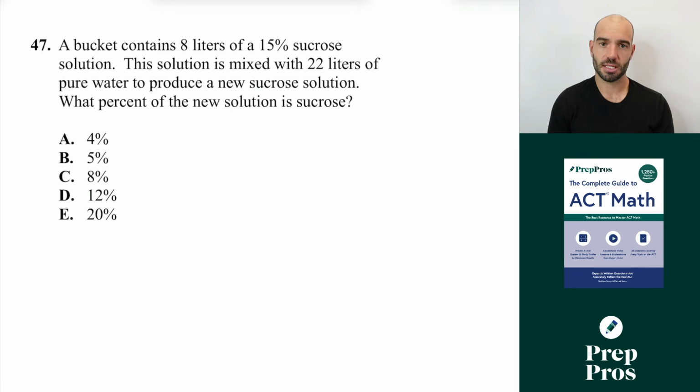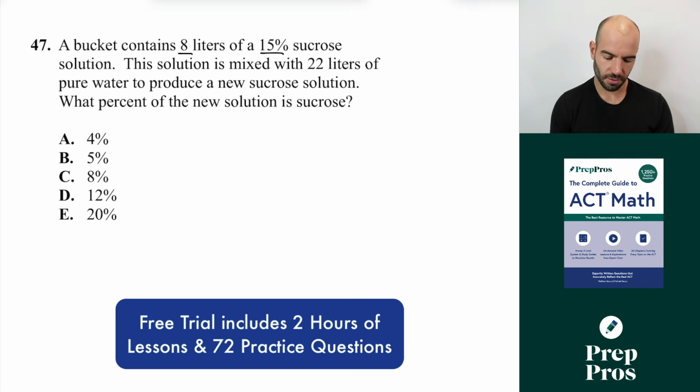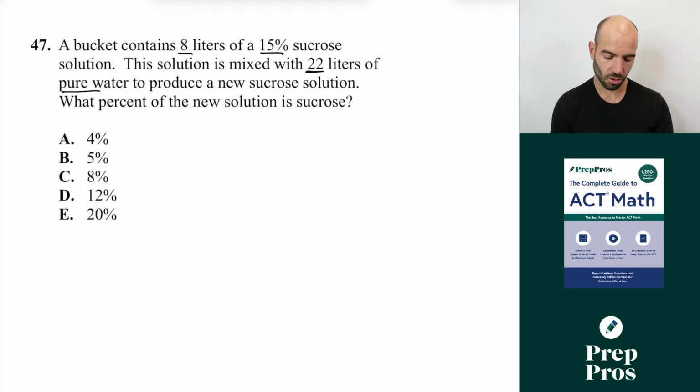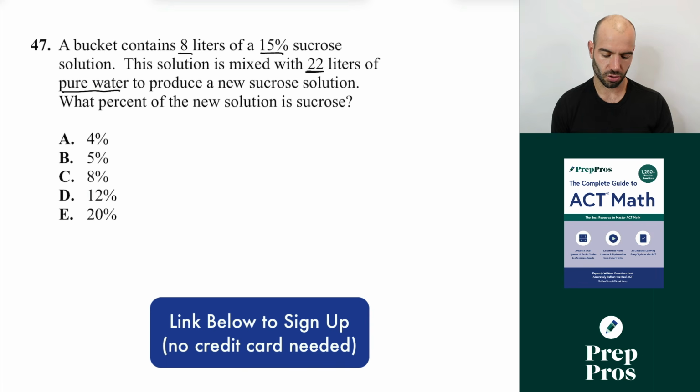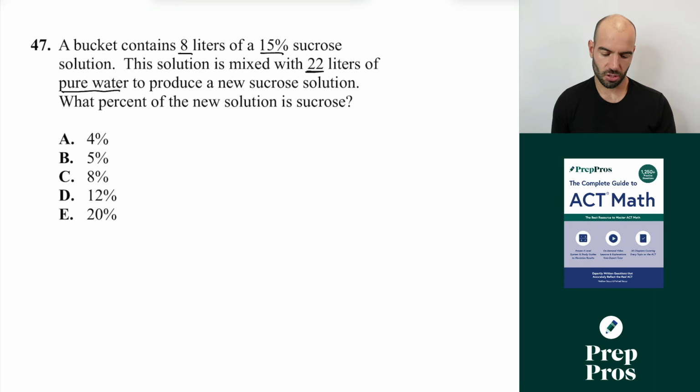Now, this one says a bucket contains 8 liters of a 15% sucrose solution, and it's mixed with 22 liters of pure water to produce a new sucrose solution. What percent of the new solution is sucrose? So our little weighted average here is we go, well, there's 8 liters of 15% sucrose, and then there are 22 liters of 0% sucrose.